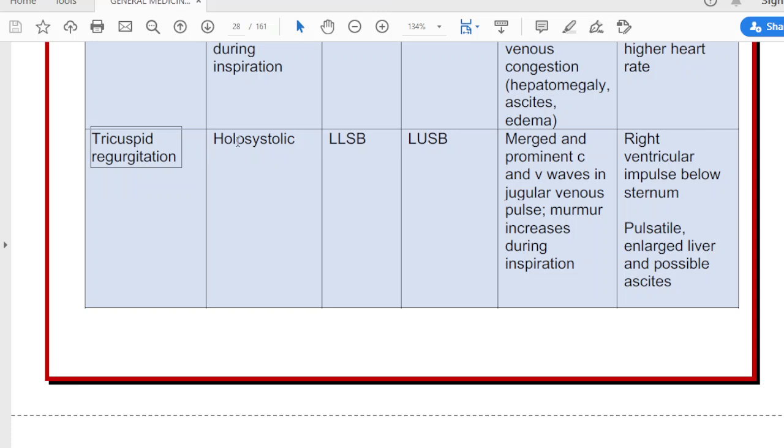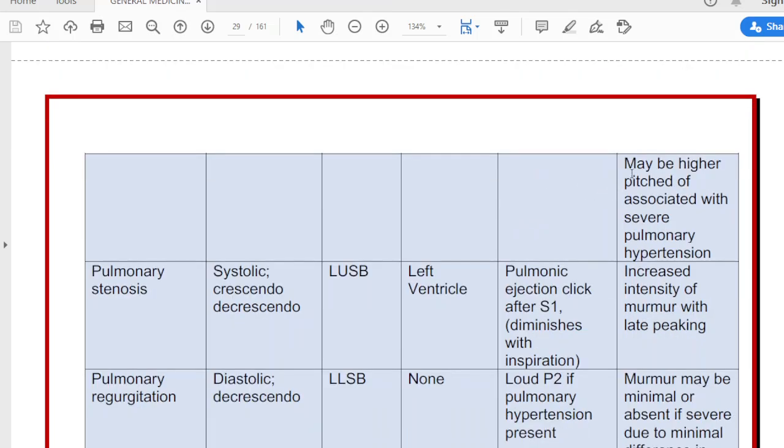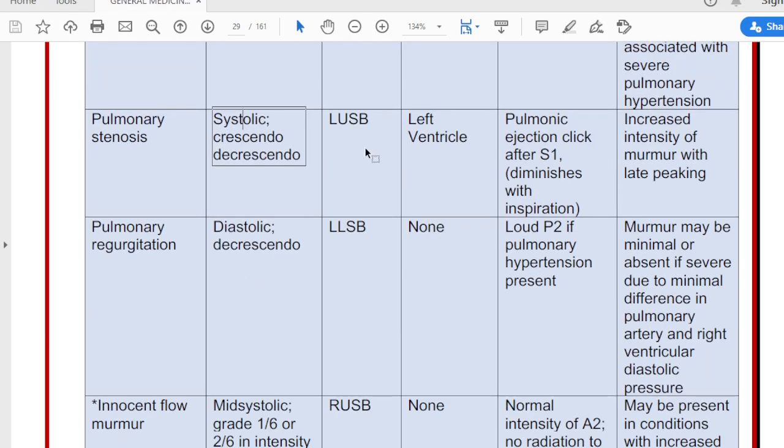Tricuspid regurgitation. Holosystolic, LLSB, LUSB. Merged and prominent C and V waves in jugular venous pulse, murmur increases during inspiration. Right ventricular impulse below sternum pulsatile, enlarged liver and possible ascites. May be higher pitched if associated with severe pulmonary hypertension. Pulmonary stenosis: systolic, crescendo-decrescendo murmur.